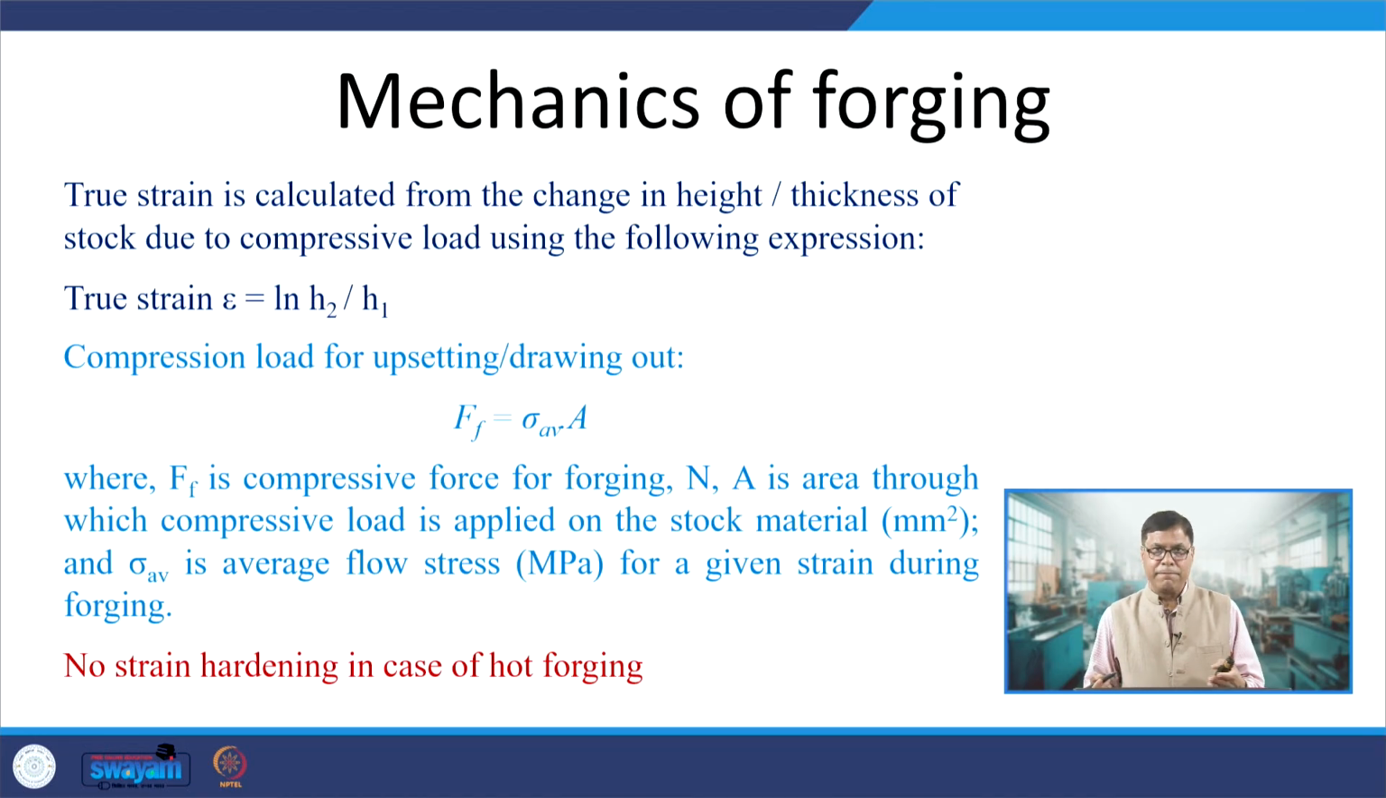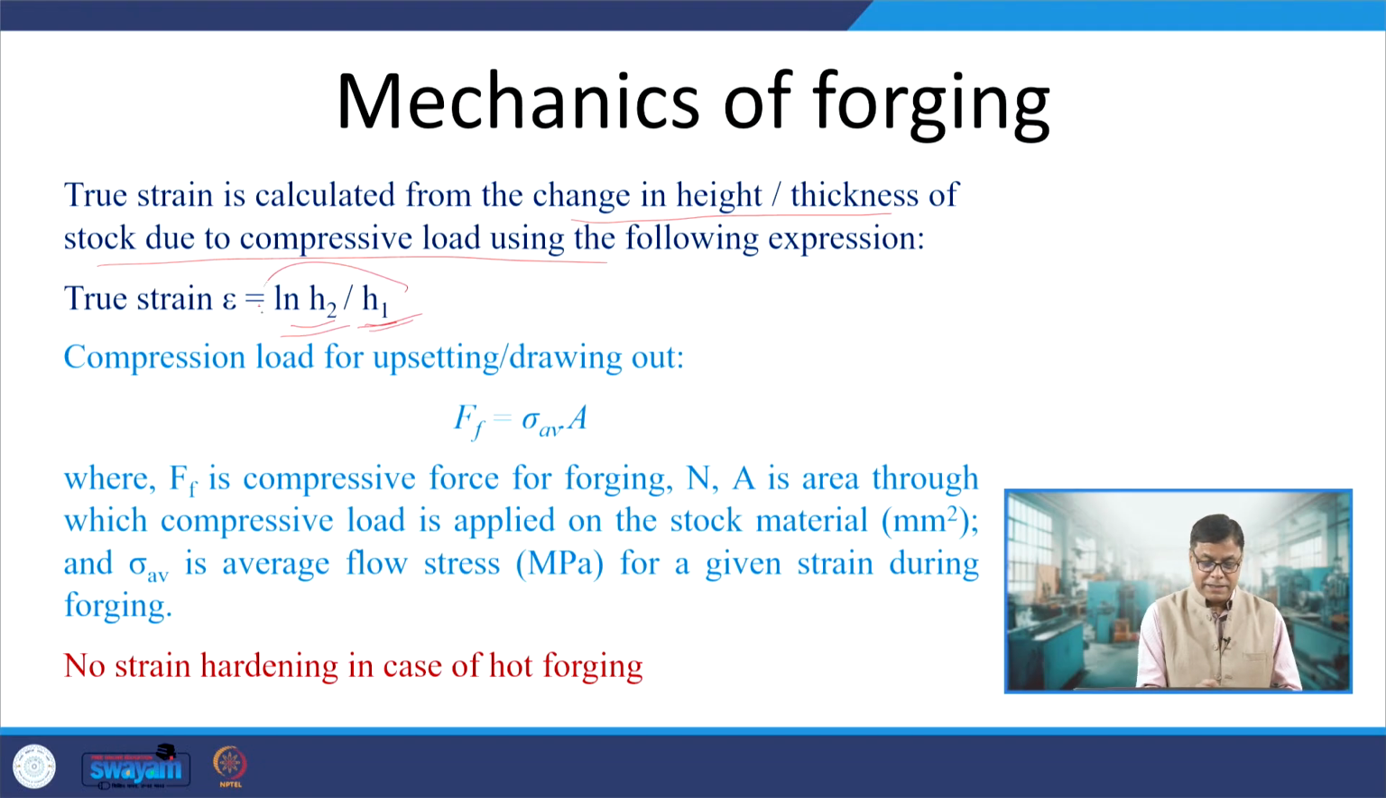Okay. Now, as far as the mechanics of forging is concerned, the true strain will be causing the plastic deformation. So, obviously the metal will be strained. Depending upon the change in the shape of the material, we try to calculate the true strain experienced by the material. True strain is calculated from the change in height or thickness of the stock due to the compressive load being applied. So, the log of the final height divided by the initial height is used to determine the true strain at a particular instant or in one step of the forging.